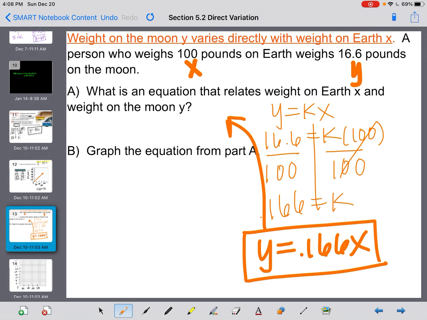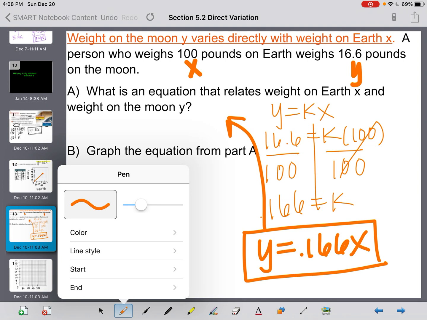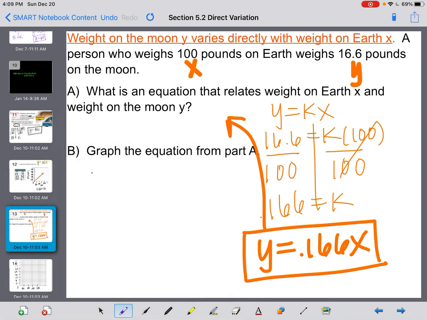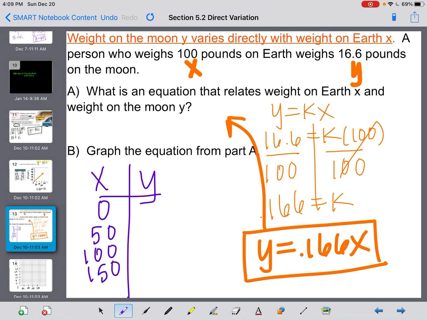Then they want us to graph this. Okay, so much like the last one, we're going to pick weights on Earth, so we don't need anything less than 0. So I'm going to say 0. We'll just use the same numbers, 50, 100, 150. You can even go up to 200 if we'd like.